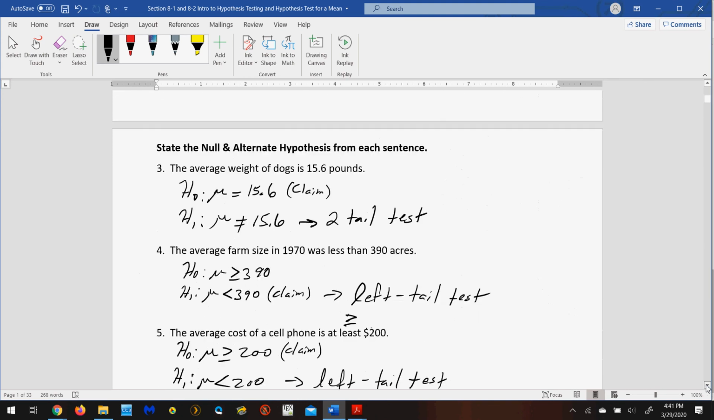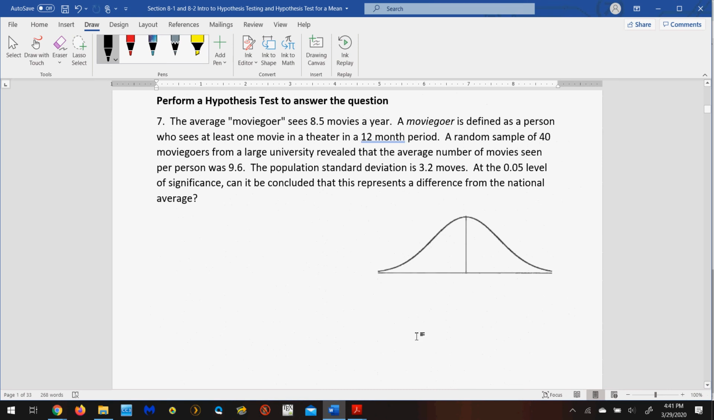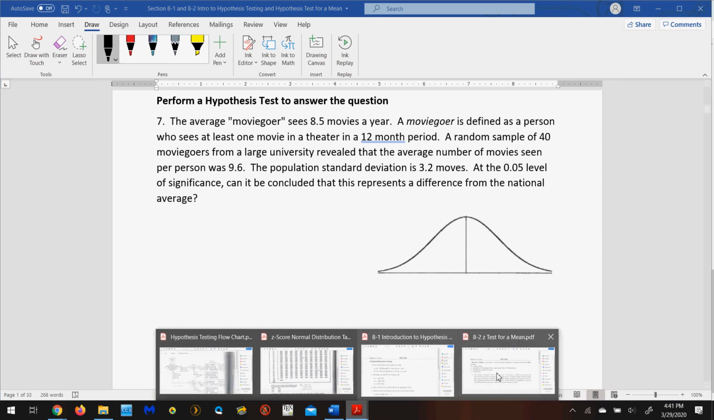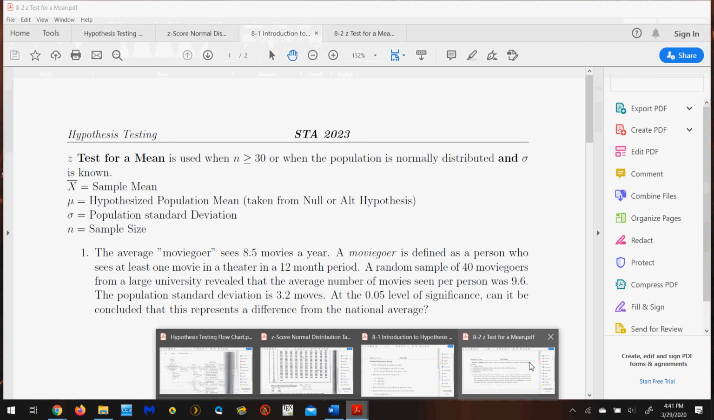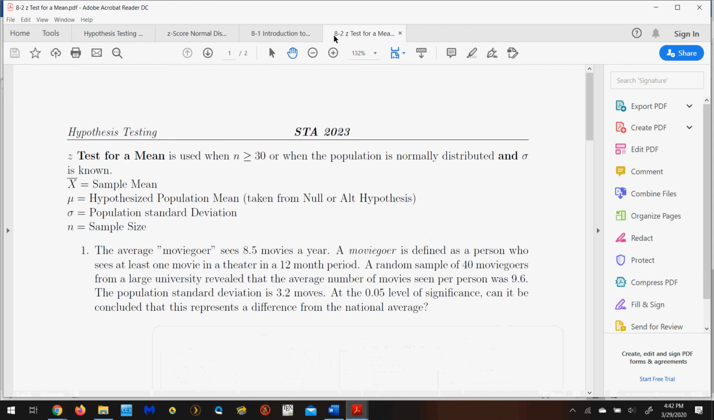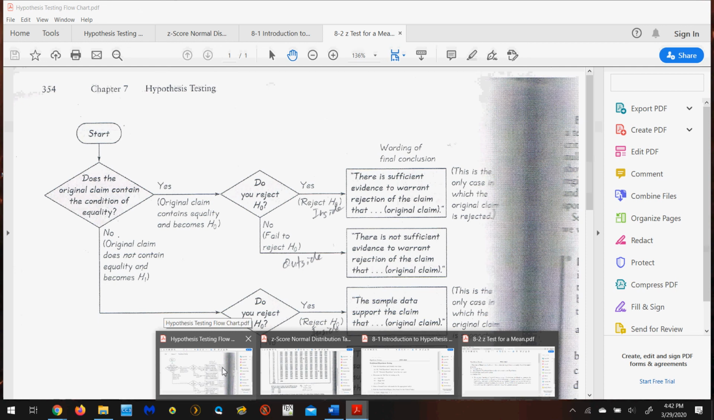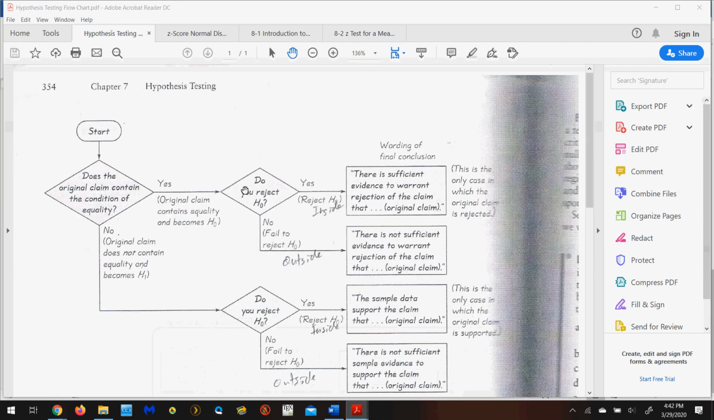So that's everything from section 8.1. Now I'm going to move to the next section. For the next section, I'm going to be taking my questions from this handout, which is 8-2 z-test for a mean, and you're also going to need this handout in front of you as well. It might be good to print out this one, because you're going to be using it quite often for the next few weeks. And this is a little flow chart for the hypotheses testing.